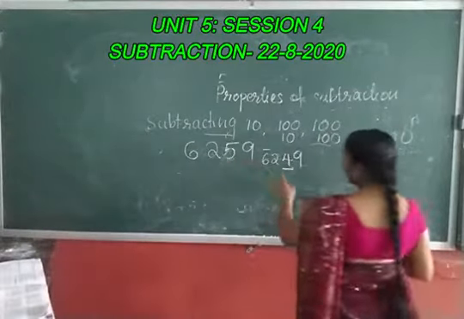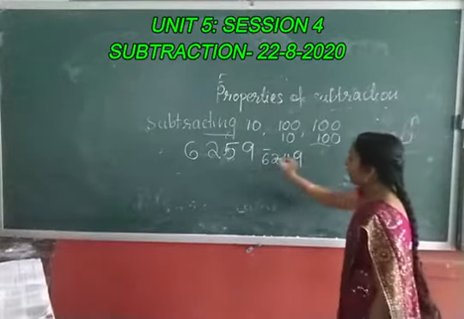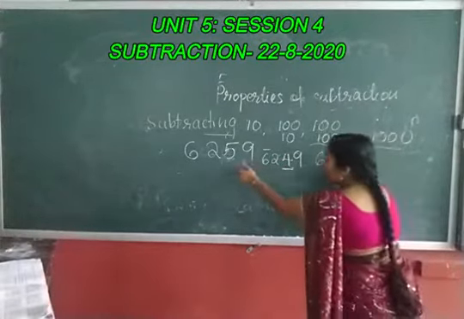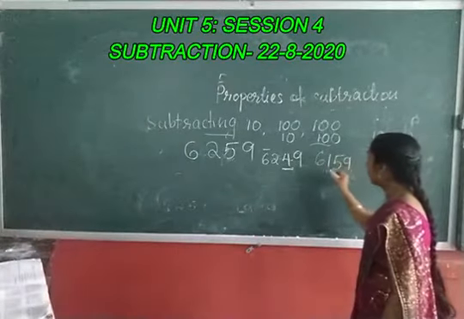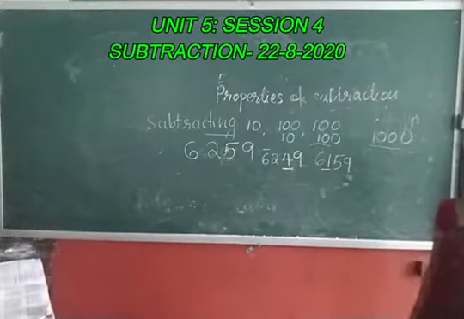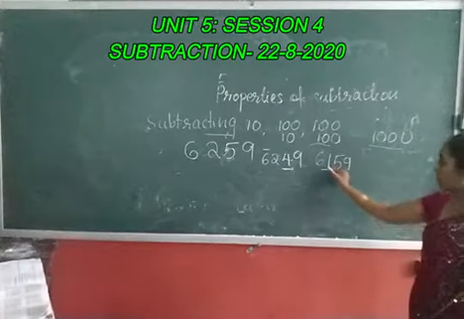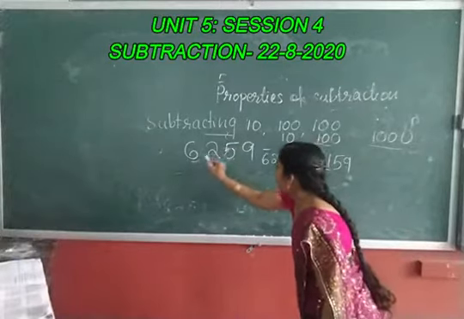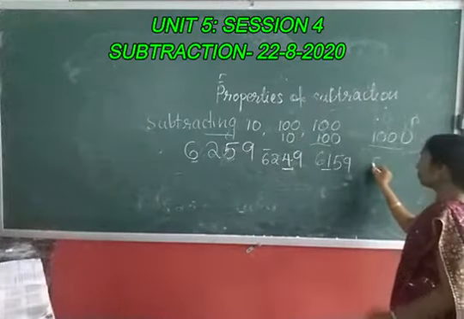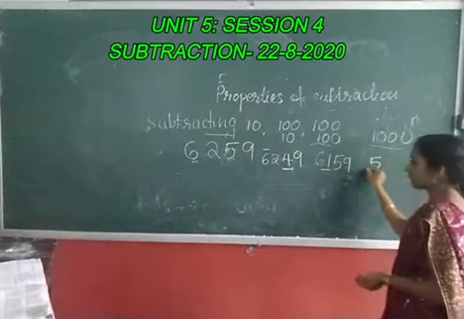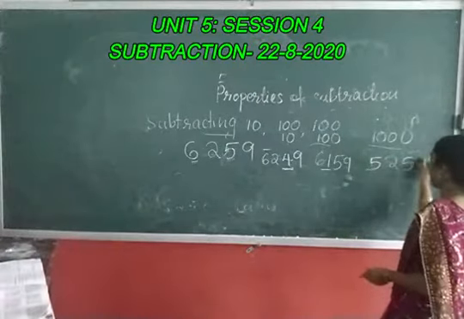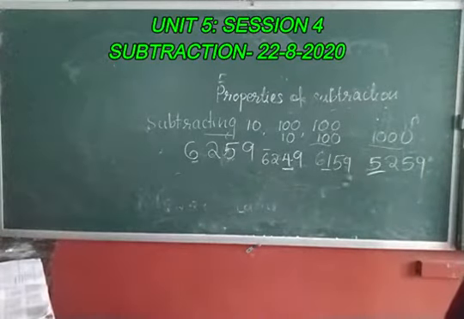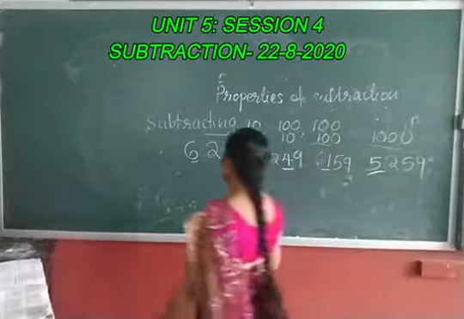Next, subtraction by 100. The hundreds place decreases. That 2 changed into 1. 6,159. Don't write 49, 59. Only the hundreds place will change. Remaining all places are the same. Then subtraction by 1,000. The thousands place will change. That 6 changes into 5: 5,259. Okay. Do you clear? Yes. Once again.